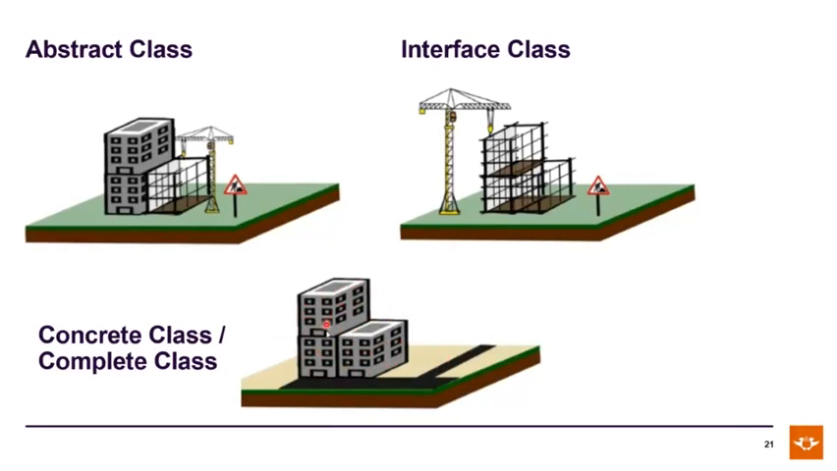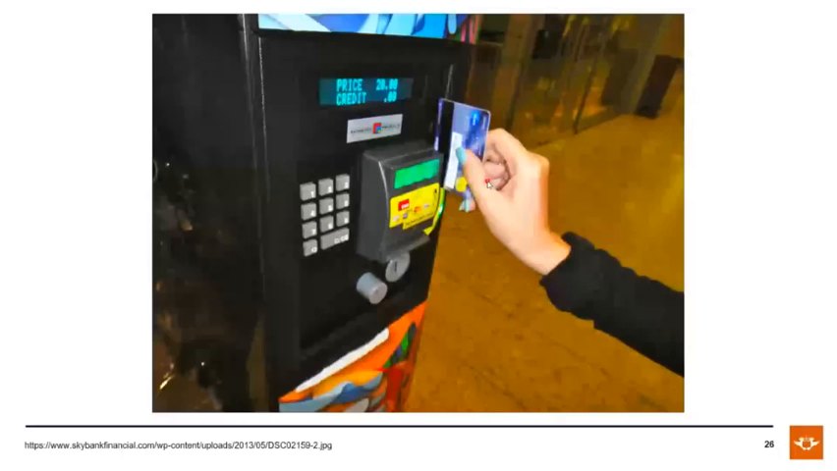We are able to create an object of a concrete, or complete, class. We're able to create objects of these types of classes. The abstract class, we have some of it, but not all of it. Interface, we have absolutely none of it. What I mean by that is this.